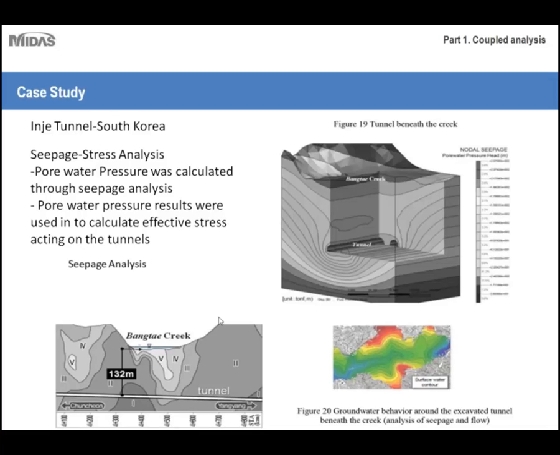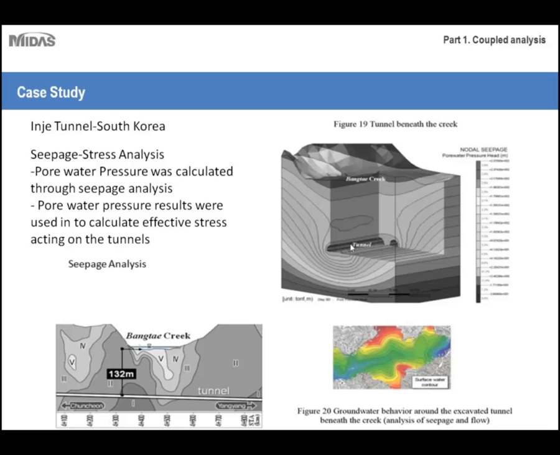So here we have a tunnel that's built below the Bangtae Creek. It's about 132 meters below. And this creek, depending on the season, would have various water levels. So what the engineers did was they calculated the effects of seepage for a maximum water level or a high rainy season. Then, using their finite element modeling, they were able to analyze the seepage and get the pore pressure loads acting directly on the tunnel lining.